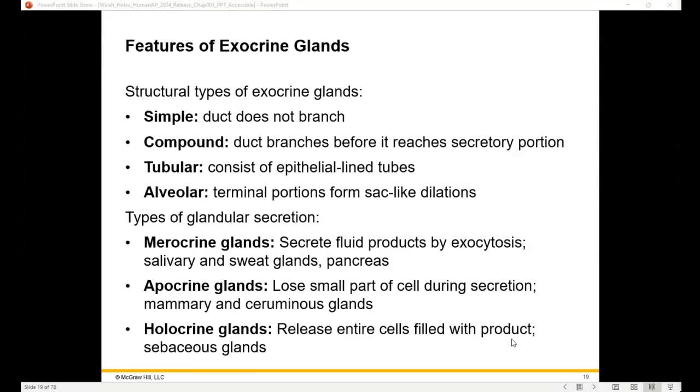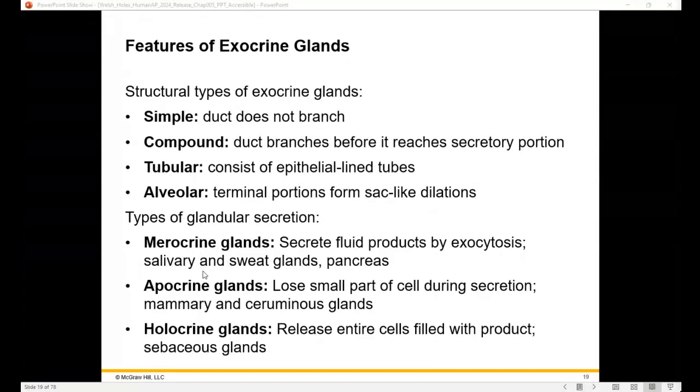Okay, also, we can categorize the exocrine glands by their structural types. Simple means the duct does not branch. Compound means that a duct branches before it reaches the secretory portion. Tubular means it consists of epithelial-lined tubes. Alveolar means it has a terminal portion that forms sac-like dilations.